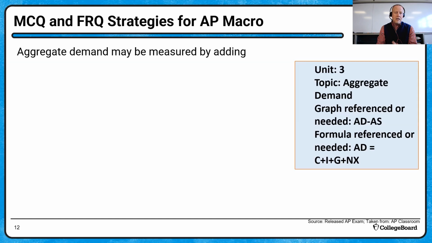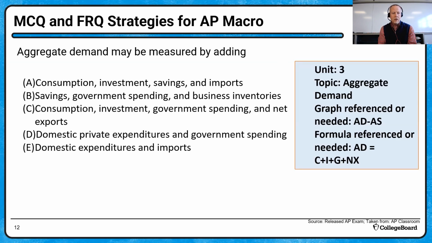Formula needed. AD is C plus I plus G plus NX. We know that. That's what you're going to have to be looking for when we reveal the answers. So here are your possible answers. Go ahead and pause, read those, and determine what the correct answer is.